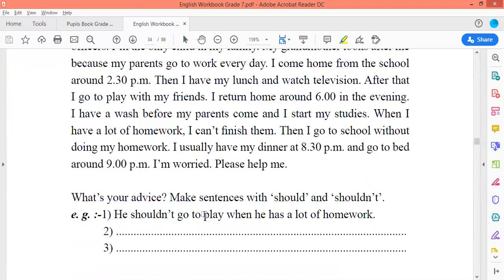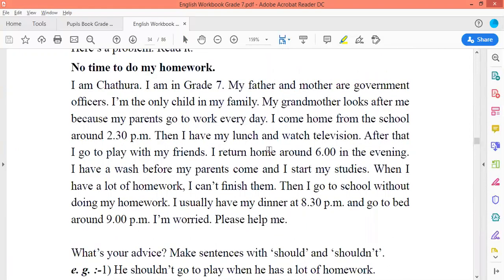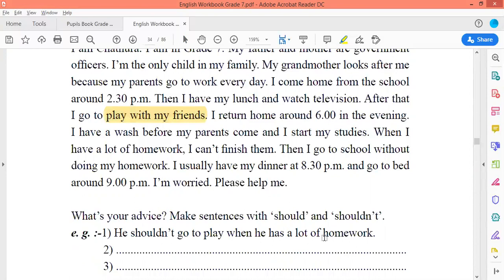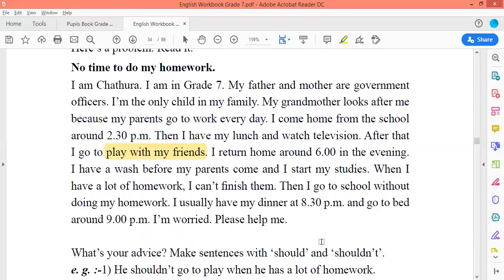Now, since they have already picked up this problem, let me highlight that. He goes to play with his friends. Now this is a problem. Actually, the children must play. You all need to play. But when you have a lot of homework, if you just play the whole afternoon, whole evening, what happens is you won't be able to finish your homework. So you need to have a balance of things. What are the other things does this boy have?